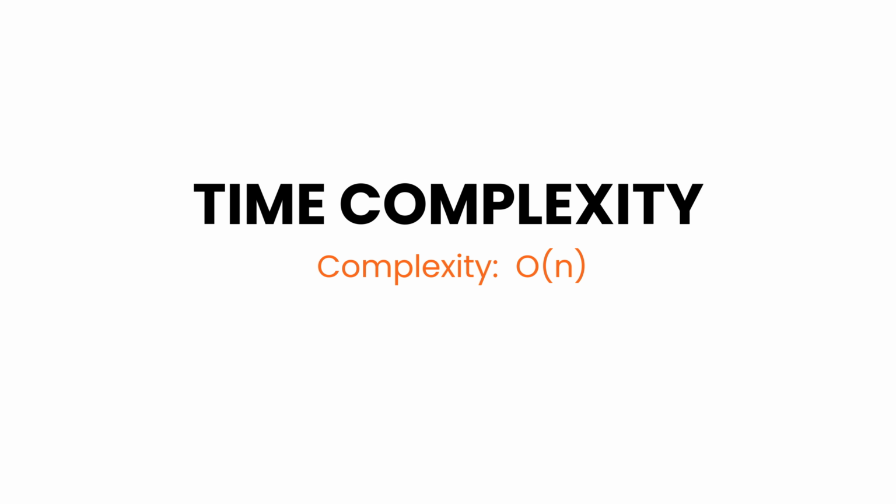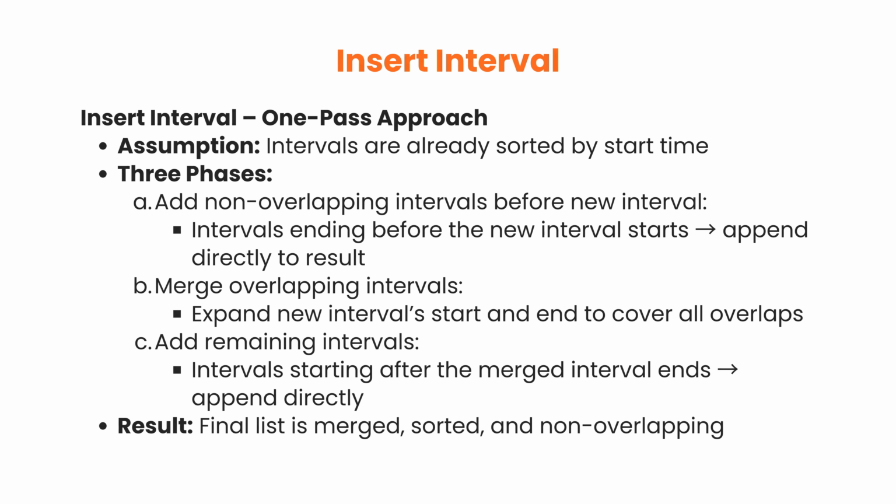Time complexity, O(N). The concept discussion. This one-pass approach assumes the intervals are already sorted by start time. Instead of inserting and sorting again, we sweep through the list in 3 clean phases. Add all intervals that end before the new interval starts. These can't overlap, so they go straight into the result.